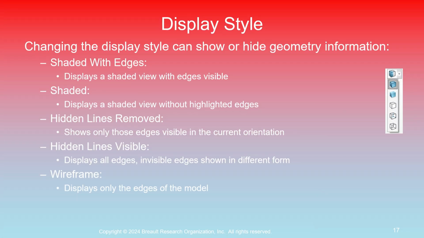The Display Style button has 5 different options. Shaded with edges, which is the default setting. Shaded, which makes edges less obvious. Hidden Lines Removed, which shows only the currently visible edges. Hidden Lines Visible, which shows all edges in the system, with hidden edges represented as a dotted line. And Wireframe, which only shows the edges and not the geometry itself. These, along with being able to hide or change the transparency of items, are good ways to look at specific or hard-to-see parts of your project without having to disassemble it.